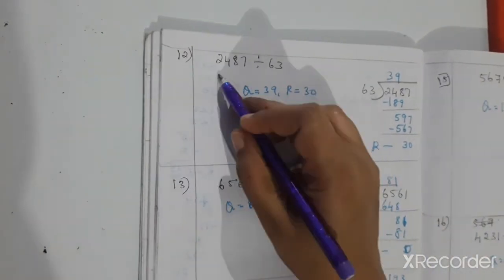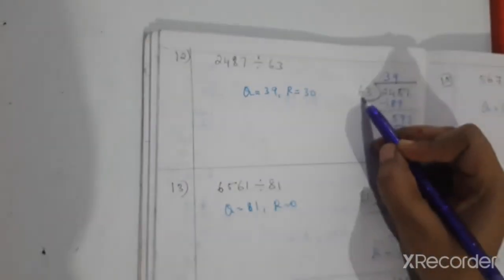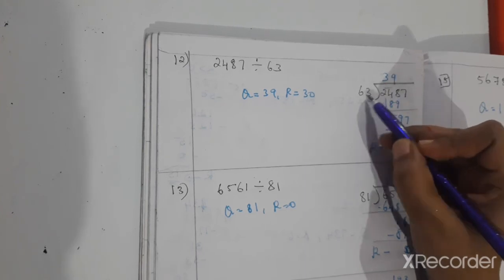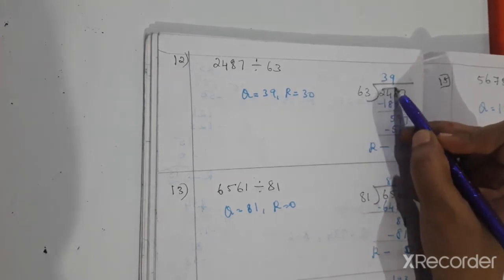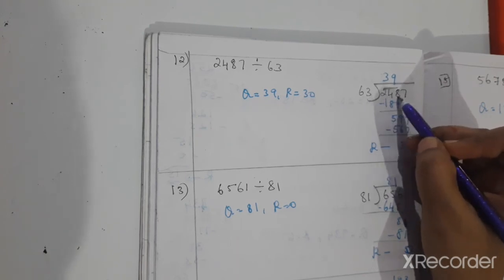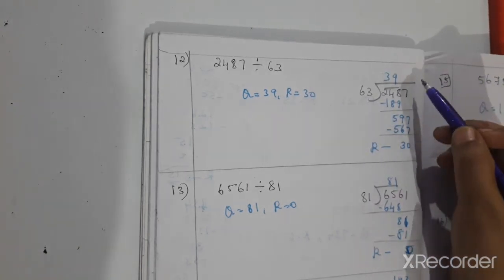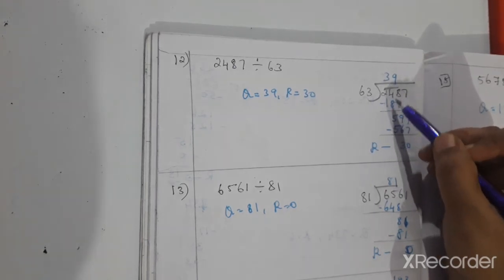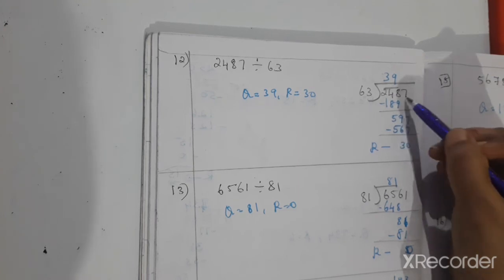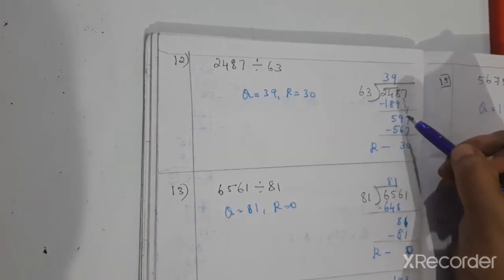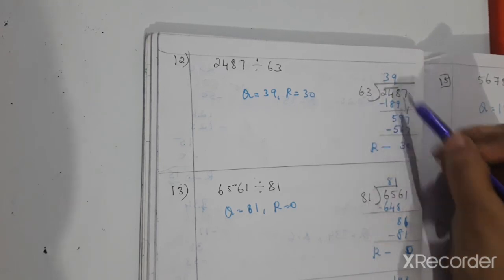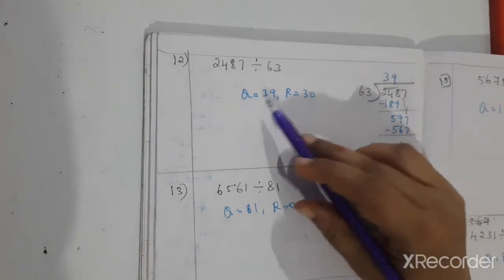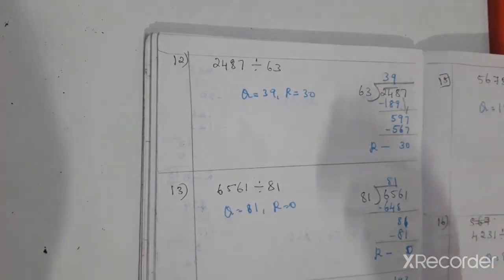For 12th question, 2487 divided by 63. 63 is here, 2487. Whether we can take 24? It is less than 63. So we have to take 3 digits, 248. 248 is greater than this number, the divisor. So 63 threes are 189, that is nearer to 248. After subtraction, you get 59 as the answer. Then bring one number down, carry down, that is 7, 597. 63 nines are 567. Now subtract these two, you get remainder as 30. Quotient is 39 and remainder is 30.